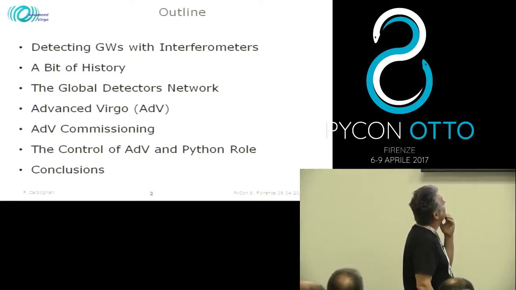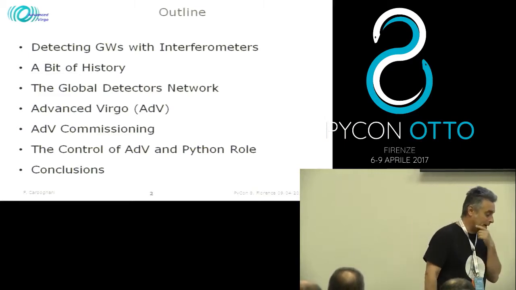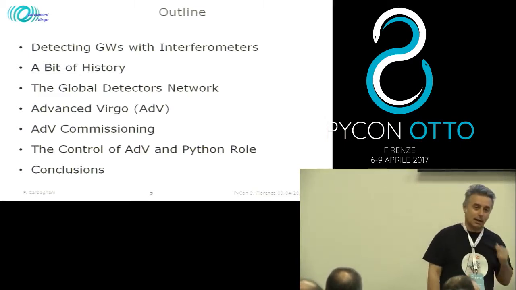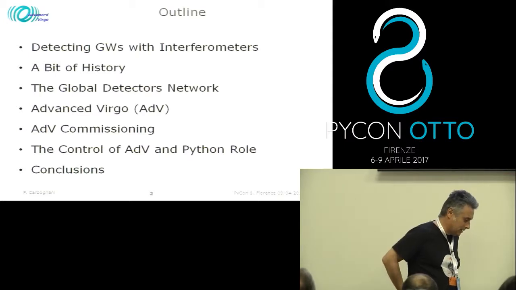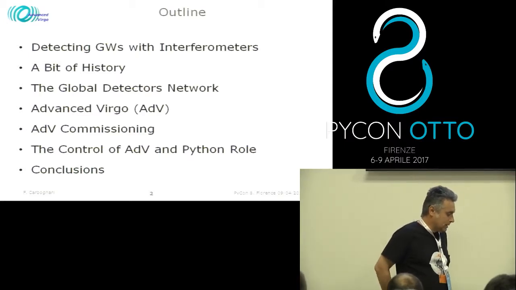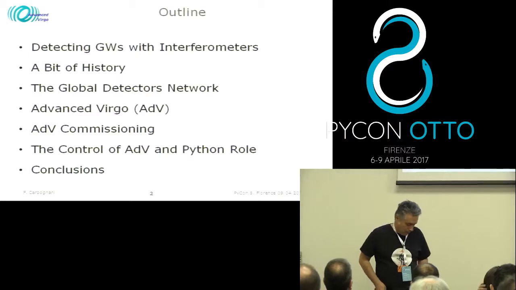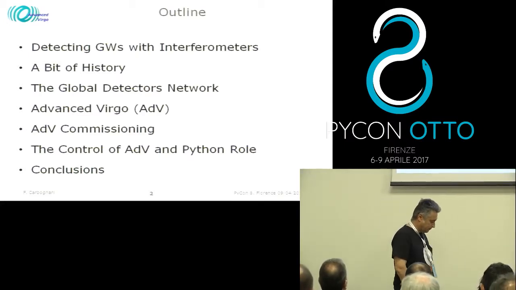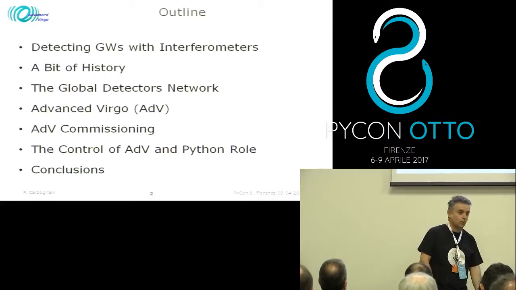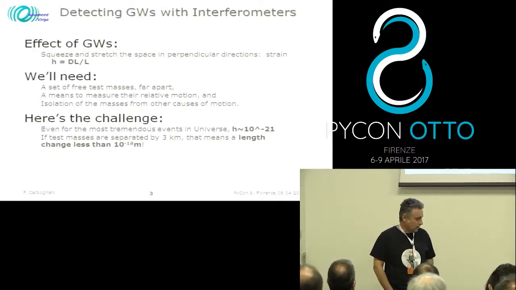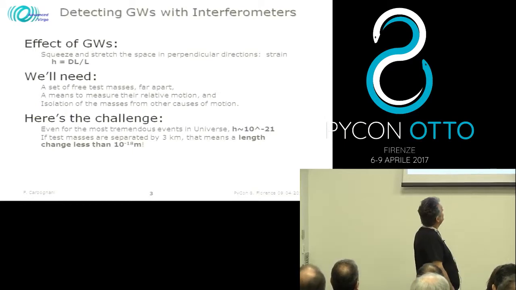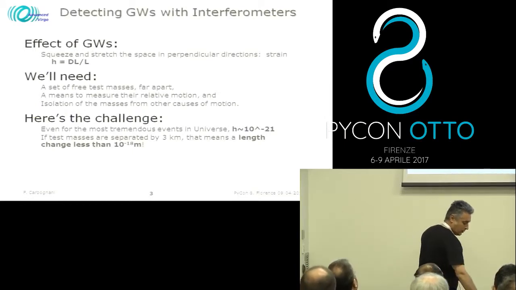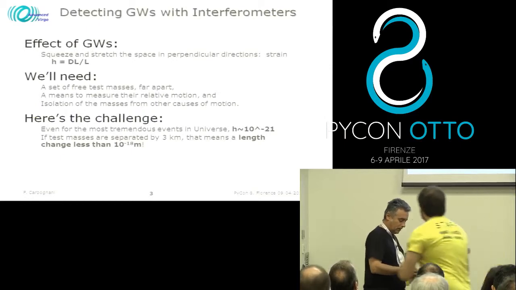So this is the outline. We will have just a bit of a recap on detecting gravitational waves with interferometers. Then we will see the global detector network. We look at what's going on with Advanced Virgo and specifically with the commissioning of Advanced Virgo. And then we have a look at what Python means for controlling the machine and its commissioning.